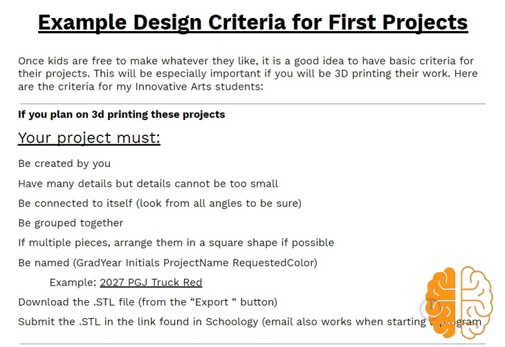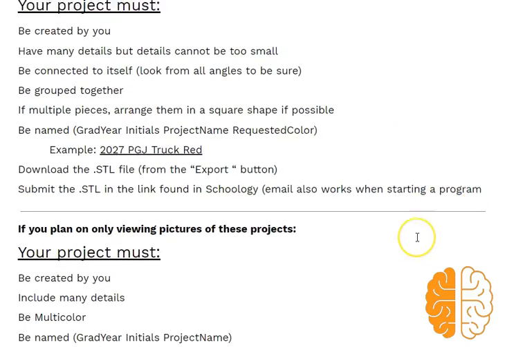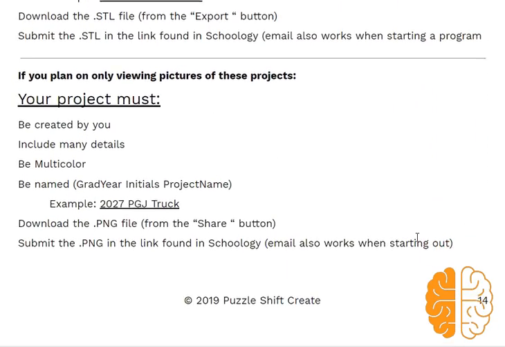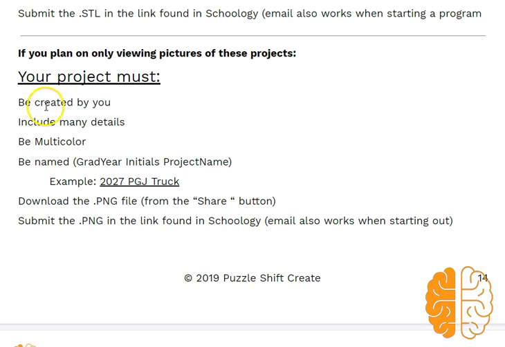So if the project they're working on is only one they're going to be viewing as a picture, now it needs to be created by them and still include many details. They can have as small of details as they like if it's just going to end up being printed out on a piece of paper. It needs to be multicolor at that point, and it should still be renamed.